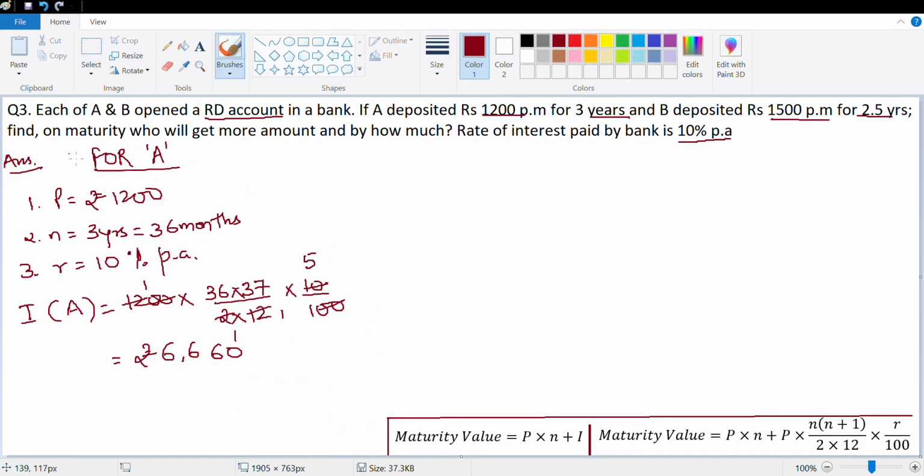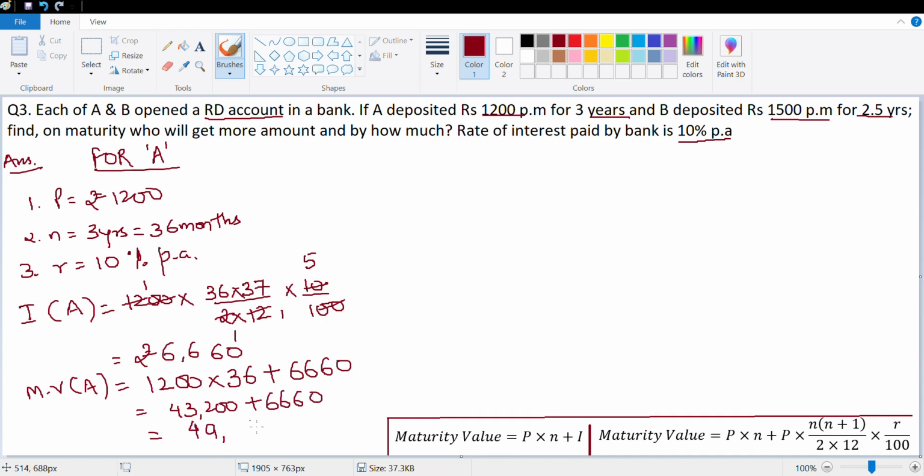The question is on maturity who will get more amount. So let's calculate the maturity value. So maturity value for A would be equal to principal, which is 1200, multiplied with 36, plus the interest, in this case 6660. So 36 into 12, that's 360 and 72. So that's 432. So that's 43,200 plus 6660. This is 49,960.